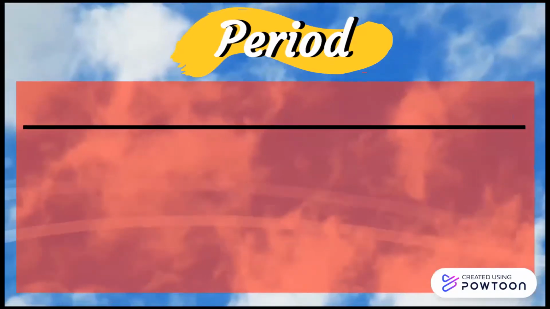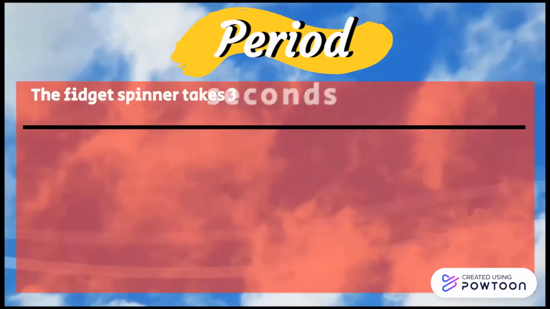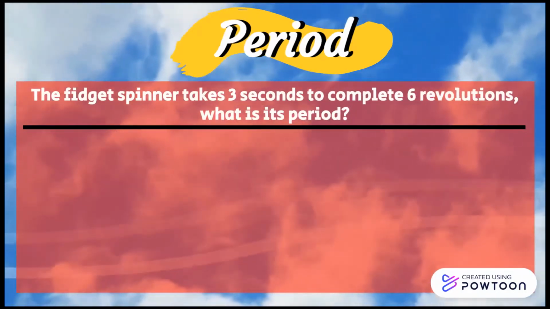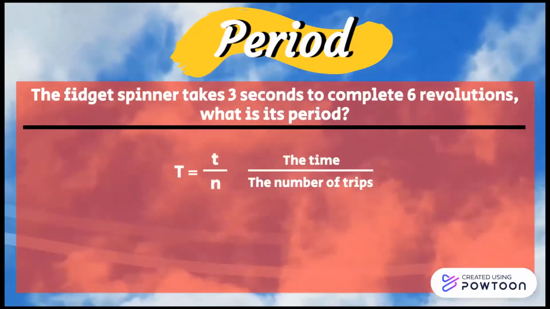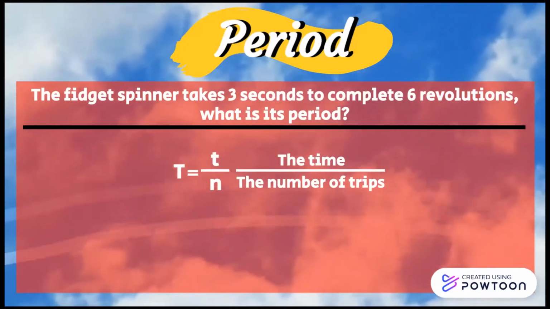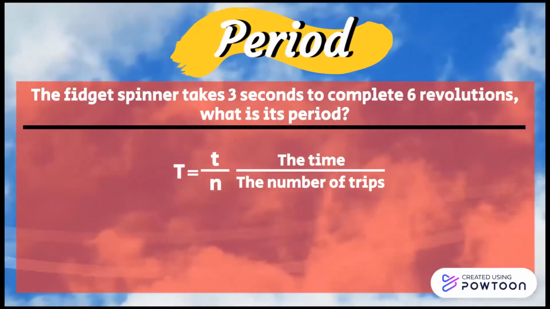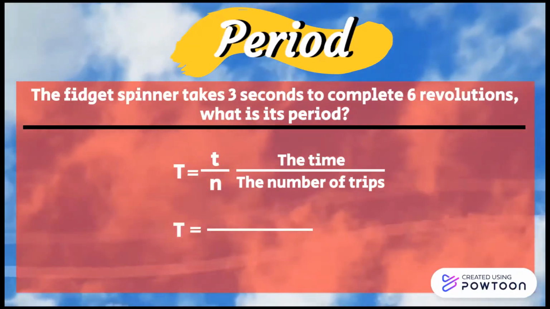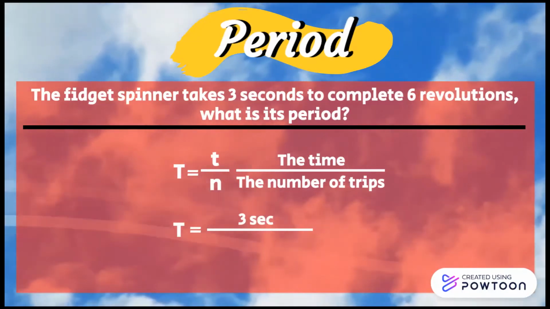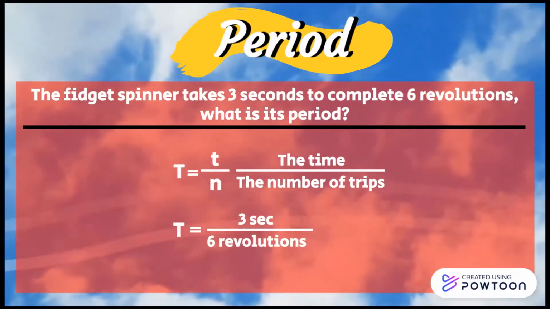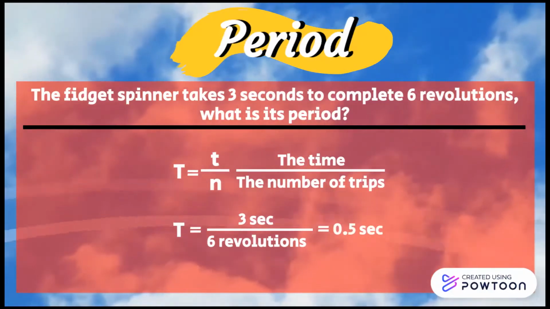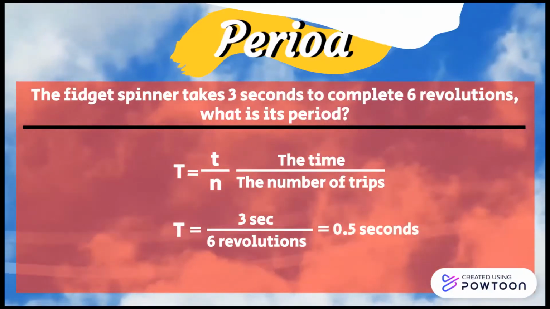For example, the fidget spinner takes 3 seconds to complete 6 revolutions. What is its period? Taking into account the formula, the period is equal to the time over the number of trips. That's the period equals 3 seconds over 6 revolutions. If we divide 3 by 6, the result is 0.5 seconds. That will be the period.